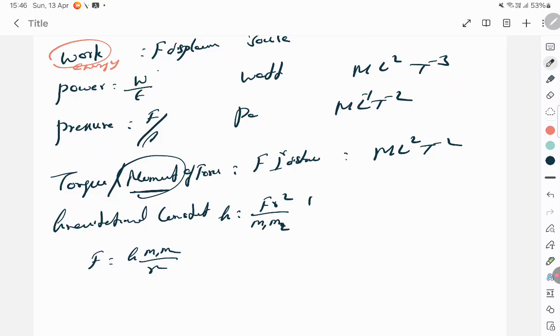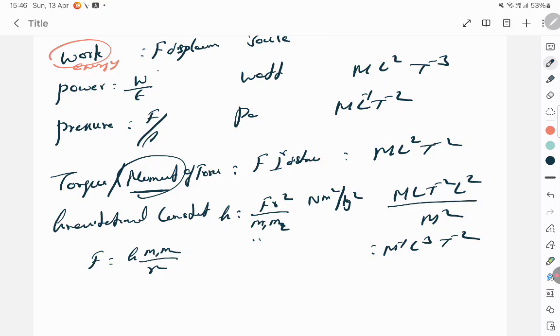And so Newton meter square per kg square is the SI unit. We're going to write the dimensional formula: M L T to the power minus 2 into L square by M to the power 2, because there are 2 masses. So it will become M to the power minus 1, L to the power 3, T to the power minus 2. Correct? So we can say that the dimensional formula for the gravitational constant is M to the power minus 1, L to the power 3 and T to the power minus 2.